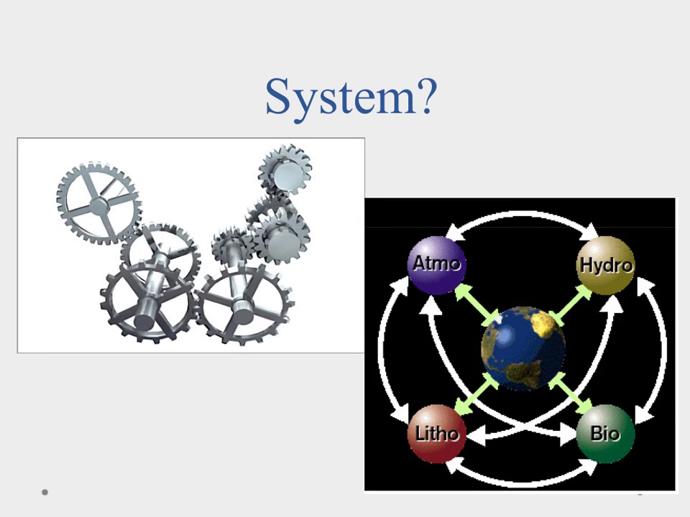So to begin this, we need to talk about what is a system. And a system, quite simply, is going to be a bunch of interacting pieces and parts that all work together to form something. So that something in Earth science is going to be the Earth here.